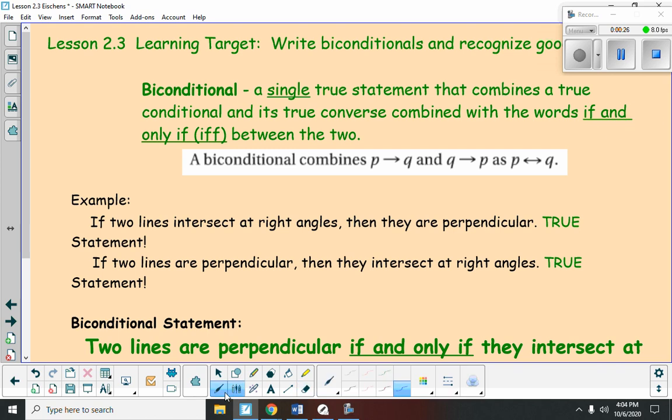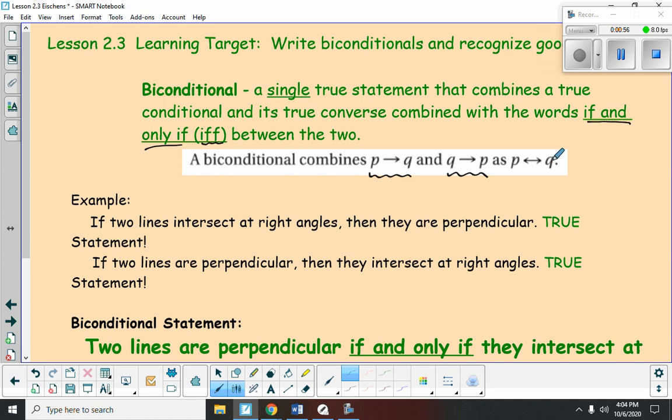If and only if. And we shorten that oftentimes by writing IFF between the two. So a biconditional combines this. So if P, then Q, if that's true, and if Q, then P is true, then you can write it as P if and only if Q is true. Okay, so let me show you with an example. I think that'll make a little more sense.